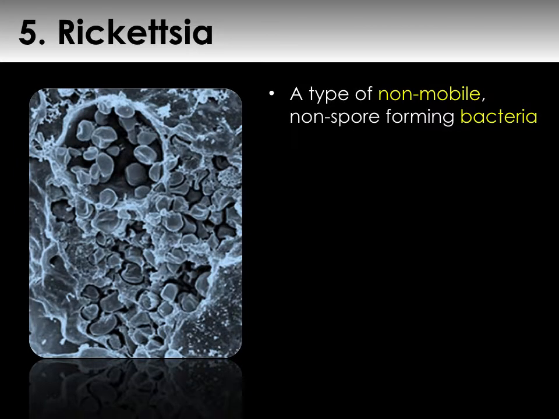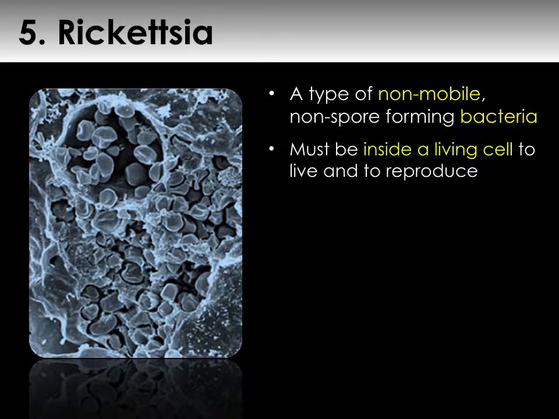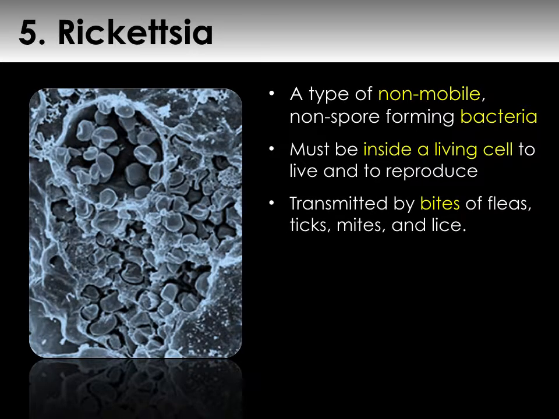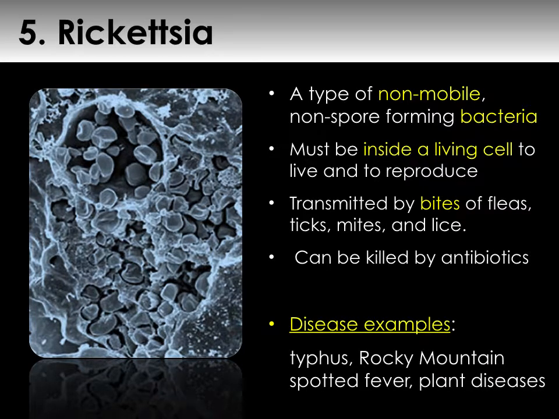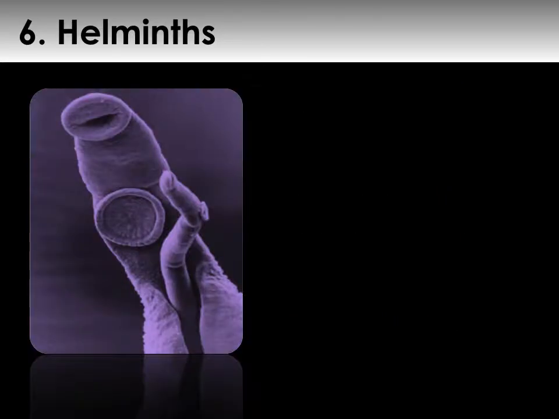Rickettsia is a type of non-mobile, non-spore-forming bacteria. They must be inside a living cell to live and reproduce. They are transmitted by bites of fleas, ticks, mites, and lice. They can be killed by antibiotics. And examples include typhus, Rocky Mountain spotted fever, and certain diseases that infect plants.